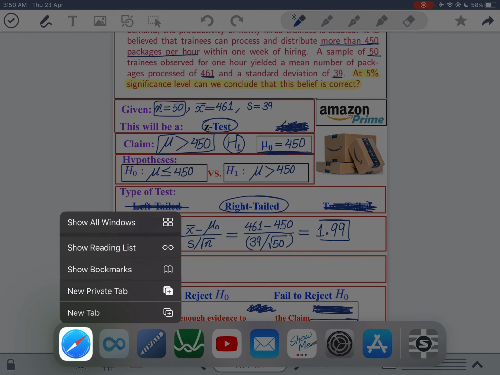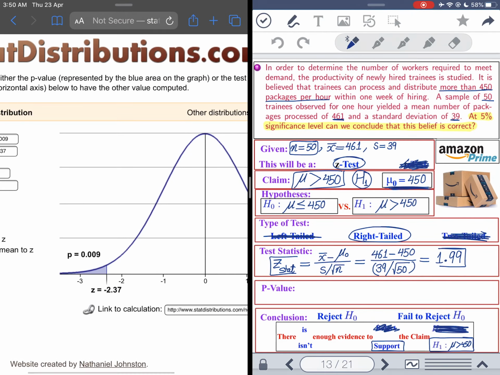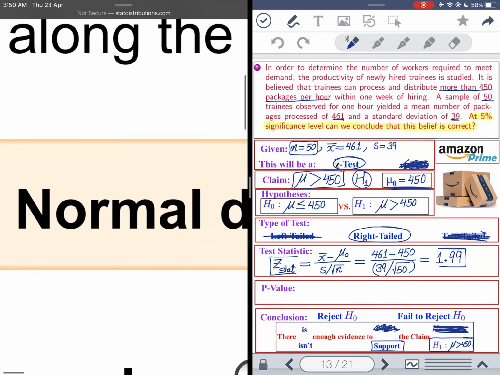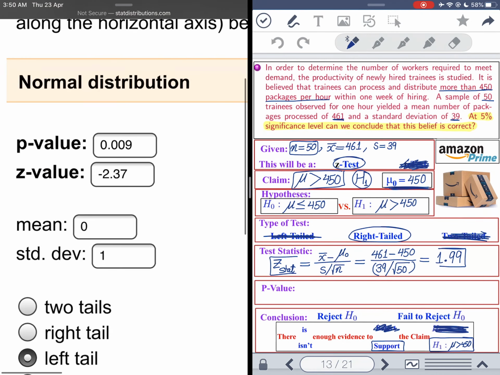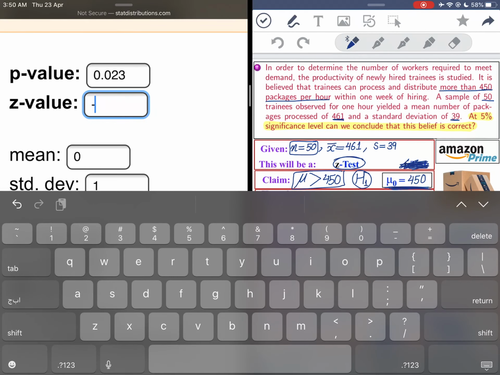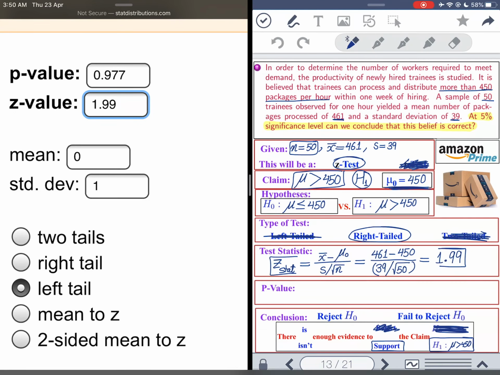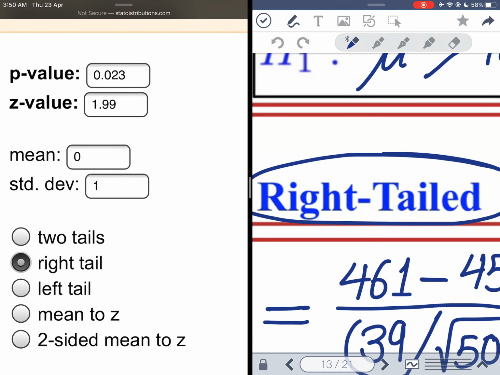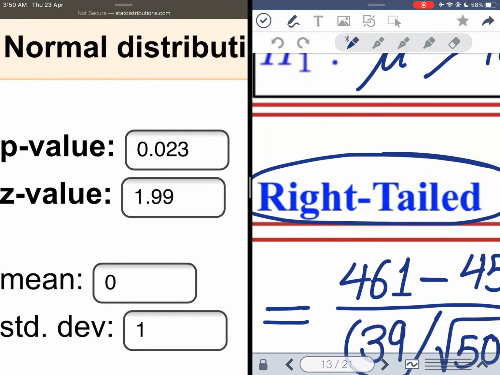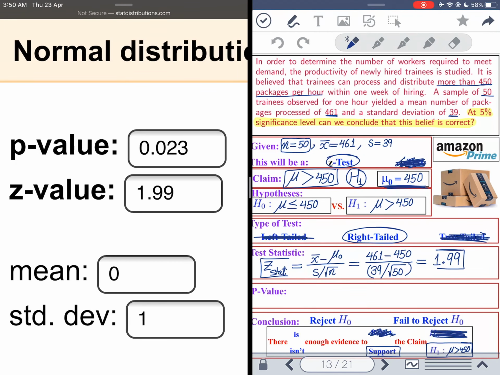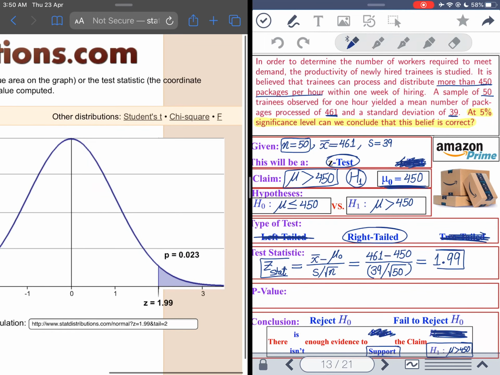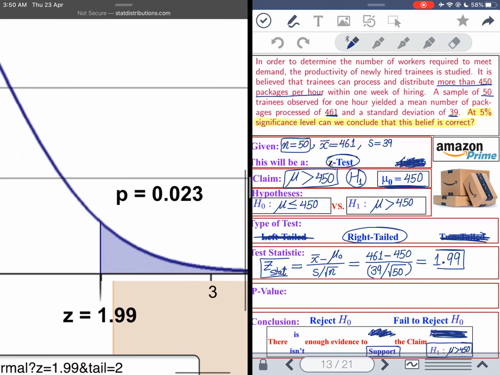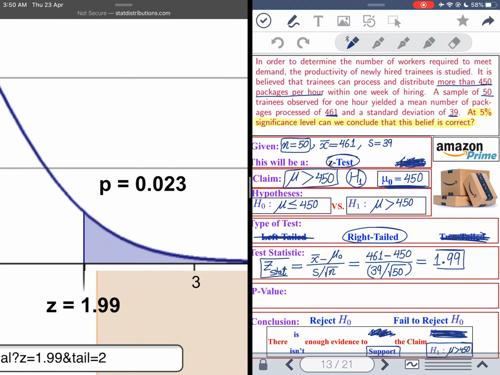So now we have 1.99 and it's a Z test. So you have to do normal distribution, and it is already on normal. And now you'll put your Z, it is 1.99. And what kind of test do we have? Right-tailed. So here you'll say right tail. And look at the p-value. You have it already. I want also for you to see the picture. See the p-value in this case, because it's a right tail test, it's the area to the right of the Z statistic.